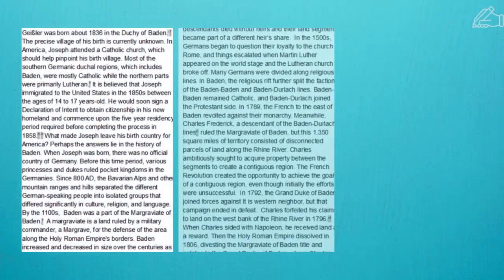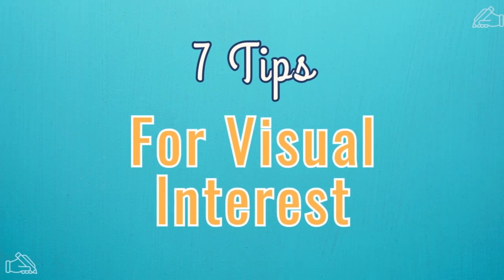Long blocks of text in dense family charts can easily overwhelm your readers, but with a few simple design changes, you can make your family history book visually appealing, engaging, and even fun to read. So here are 7 ways to bring your family story to life on the page.